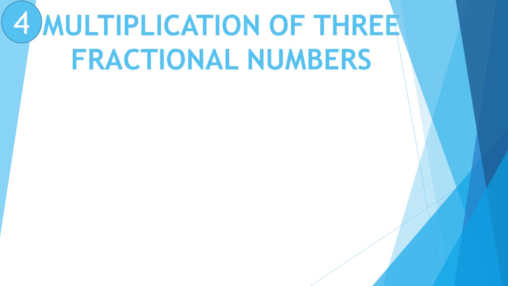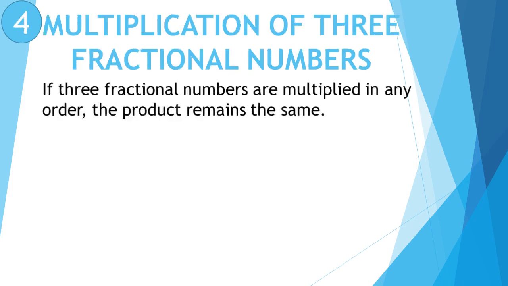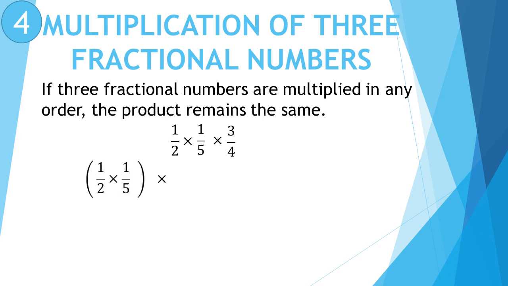Property number 4. Multiplication of three fractional numbers. If three fractional numbers are multiplied in any order, the product remains the same. For example, let's multiply three fractional numbers. 1 upon 2 multiply 1 upon 5 multiply 3 upon 4. We rewrite the fractions in two different ways. First we write 1 upon 2 multiply 1 upon 5 in bracket and multiply with 3 upon 4.